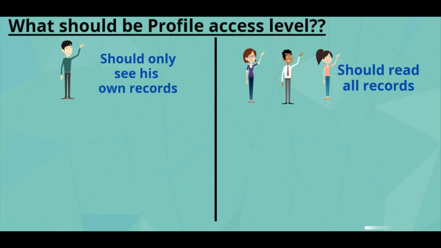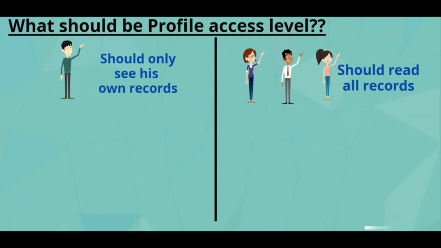We'll talk about a scenario here. What should be the profile access level in the scenario below? So we have two different sets of users. The first user says he should only see his records. That means he doesn't want to see records which are owned by others. The second set of users says all of them should be able to read records which are there in the system which are owned by everyone.